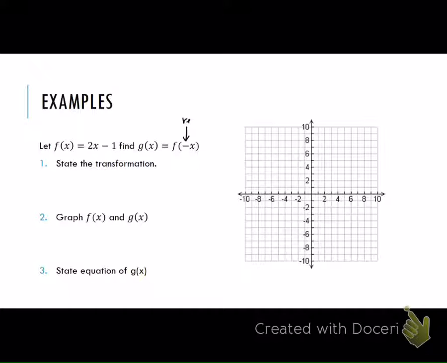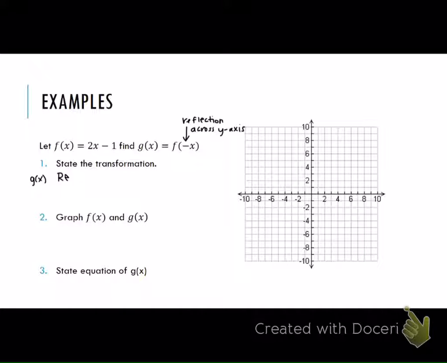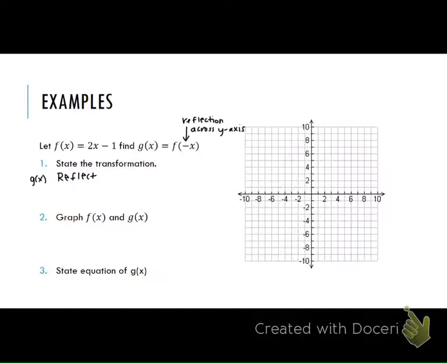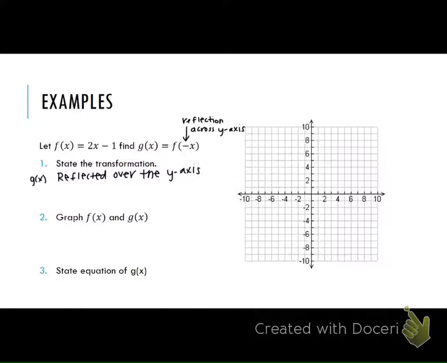So this is a reflection across the y-axis. So this just means that the graph is going to be reflected. So g of x is reflected over the y-axis. The reason is because you're multiplying the slope by negative 1. So it goes from a positive slope to a negative slope. So that's why that happens the way it is.